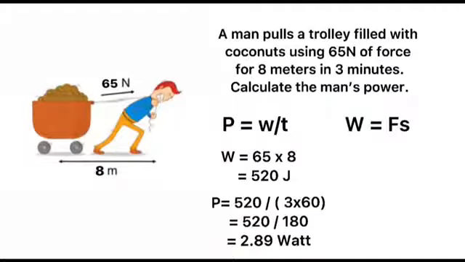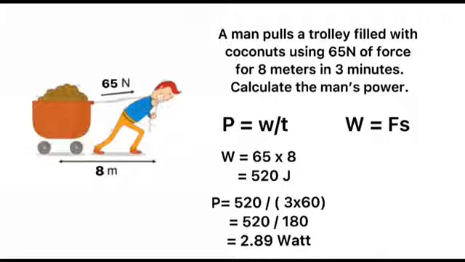Question. A man pulls a trolley filled with coconuts using 65 Newton of force for 8 meters in 3 minutes. Calculate the man's power. To find power, we need to use the P equal to W over T formula, where W is work and T is time. But we need to find work first because we are given distance and force. To find work, we use the W equal to Fs formula. So, we multiply force and distance. Then, the value of work is 520 joule.